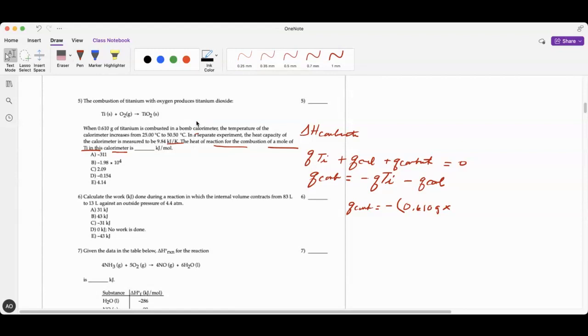Wouldn't we just do 50 minus 25 and then multiply that by 9.84? And then kilojoules per mole. And then we would have to do 0.610 divided by the molar mass of titanium, and then we get 0.0127 mole, and then we do 250.92 divided by the mole.